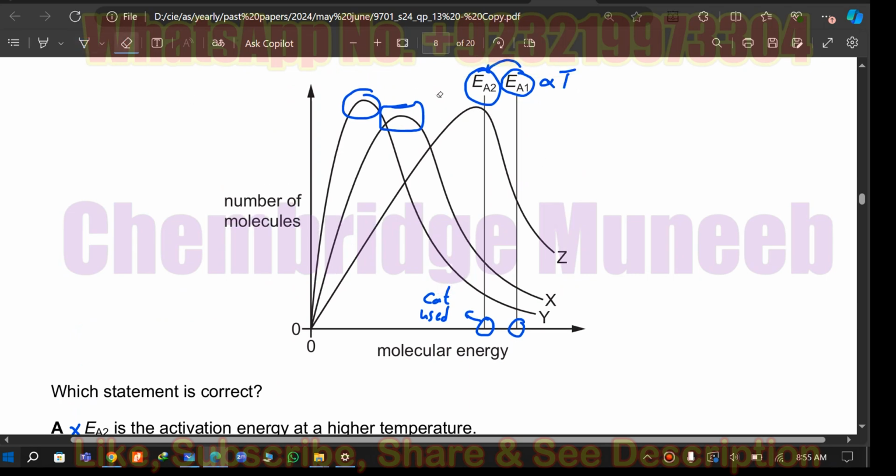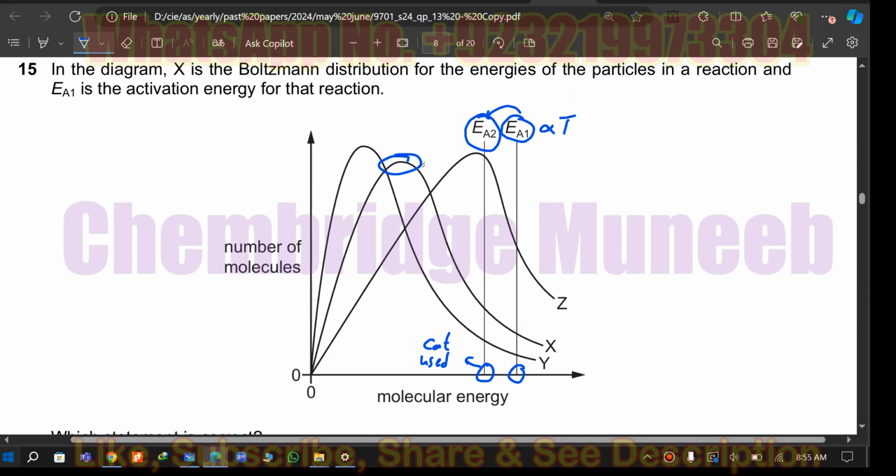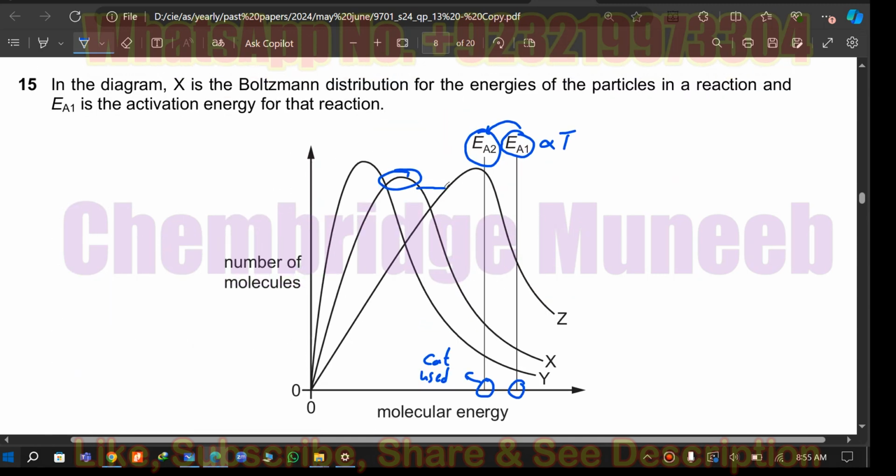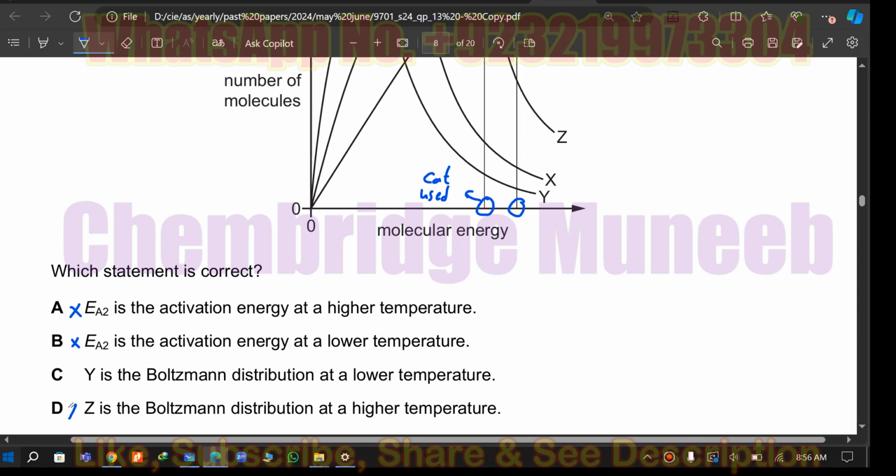Again, we need to link or refer to the initial Boltzmann curve, which is X. This is X, and we have to check its effect on the temperature. When the temperature is higher, the peak should move to the right as well as downward. However, the peak of Z remains at the same height, or in fact, if we look in more detail, the peak value is getting higher, not lower. So it is totally incorrect option.